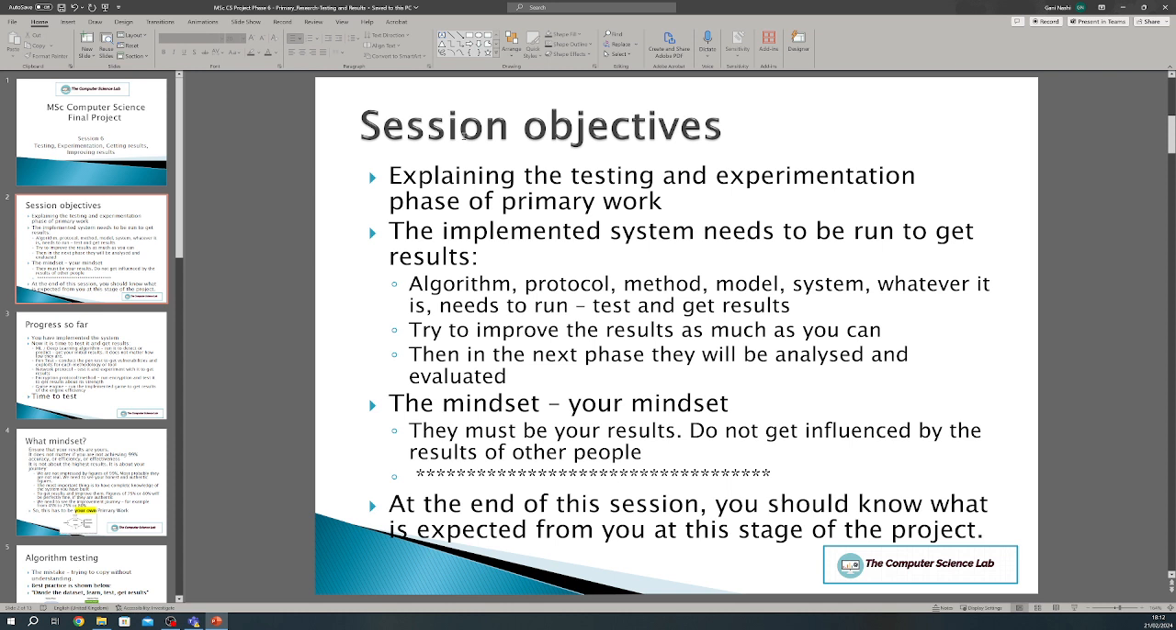And we cannot emphasize this enough here, that they must be your results. Do not get influenced by the results of other people. Hopefully, at this session, you will know what is expected from you at this stage of the project.